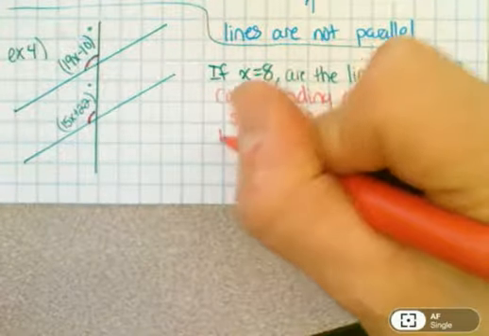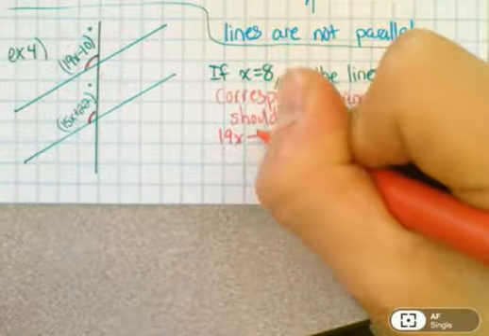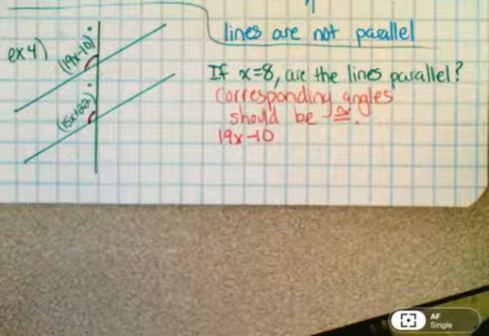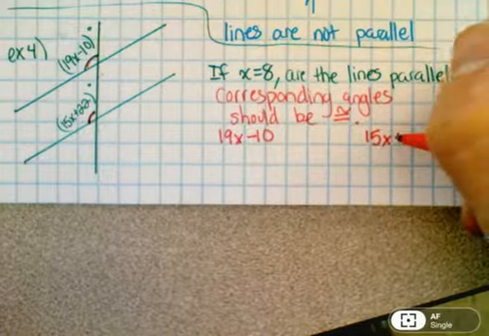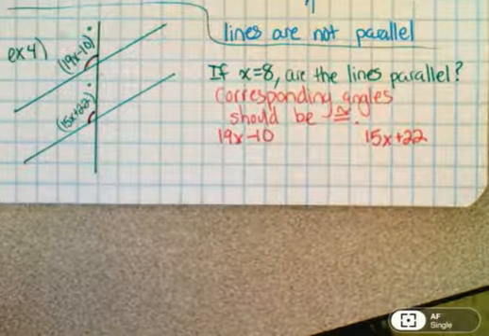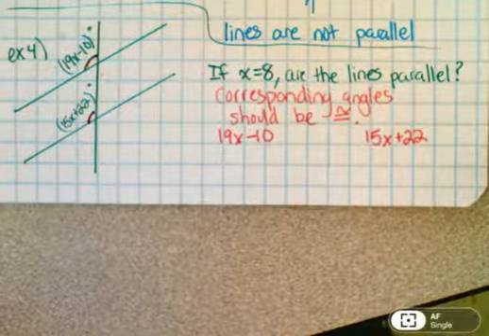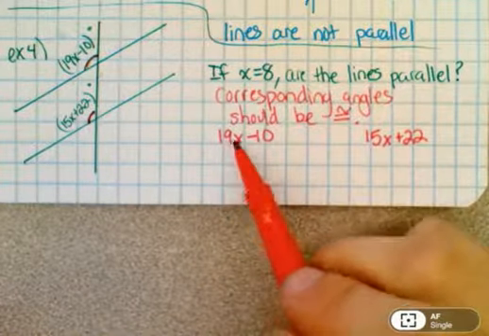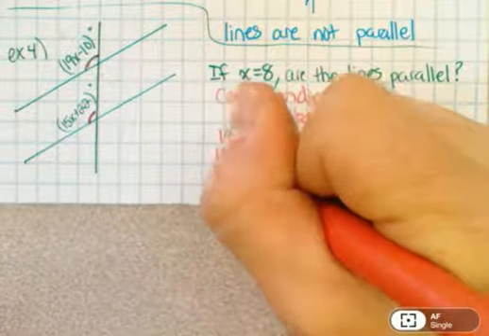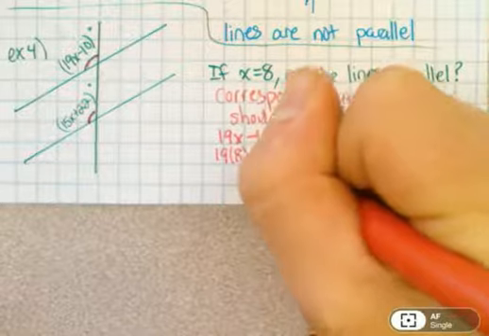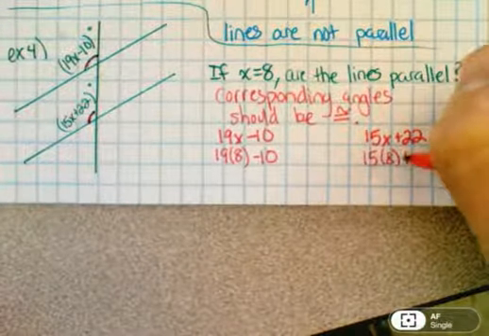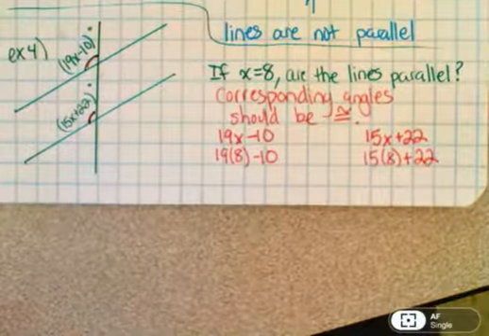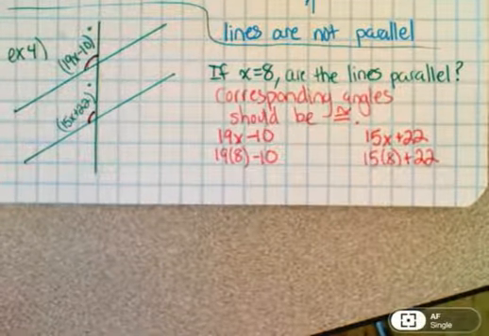And so we're going to see if they are when x is 8. So I want to see if 19x minus 10, I want to know what that is when x is 8. And then I want to know what 15x plus 22 is when x is 8. So what we're going to do is replace the x with 8, 19 times 8 minus 10, and replace the x with 8 over here. And I have to walk to get my calculator. You guys figure that out while I'm taking my walk.